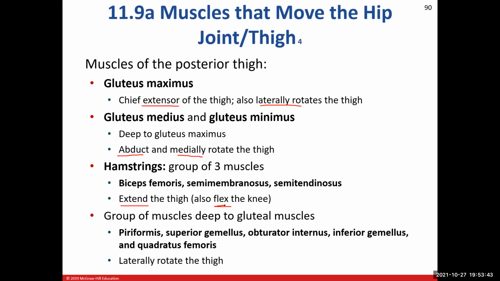Now, some of these other muscles listed below, you don't have to know all of them except for piriformis for identification purposes, but you should be familiar with these muscles. Piriformis, I call them the gemelli brothers, superior and inferior gemellus. In between those two muscles, we have the obturator internus, and then we've got a square-shaped muscle called the quadratus femoris. All of those will laterally rotate the thigh.